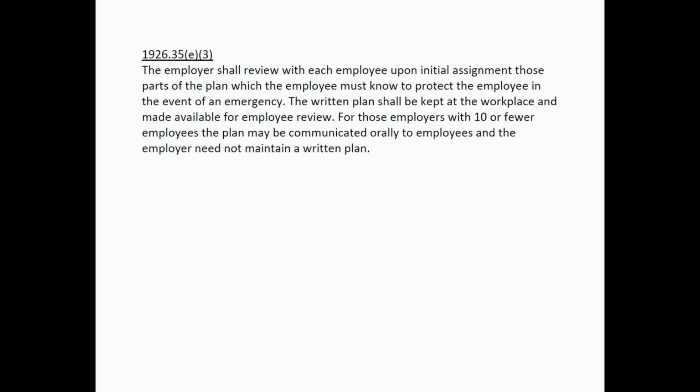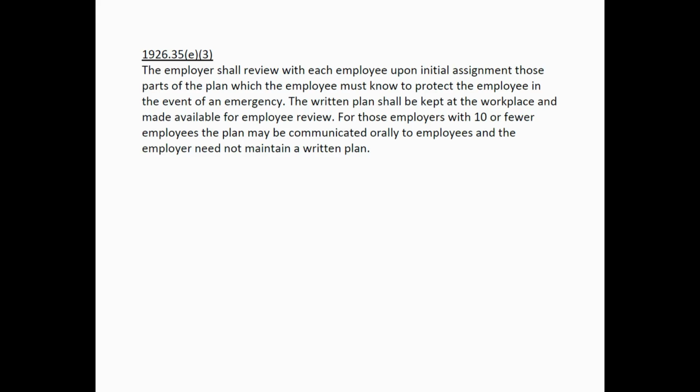Echo 3, the employer shall review with each employee upon initial assignment those parts of the plan which the employee must know to protect the employee in the event of an emergency. The written plan shall be kept at the workplace and made available for employee review. That means your employees have to have access to this written plan. That means you can't keep it as a supervisor. You can't just keep it in your desk where nobody gets to get into your desk because they don't know where it's at.